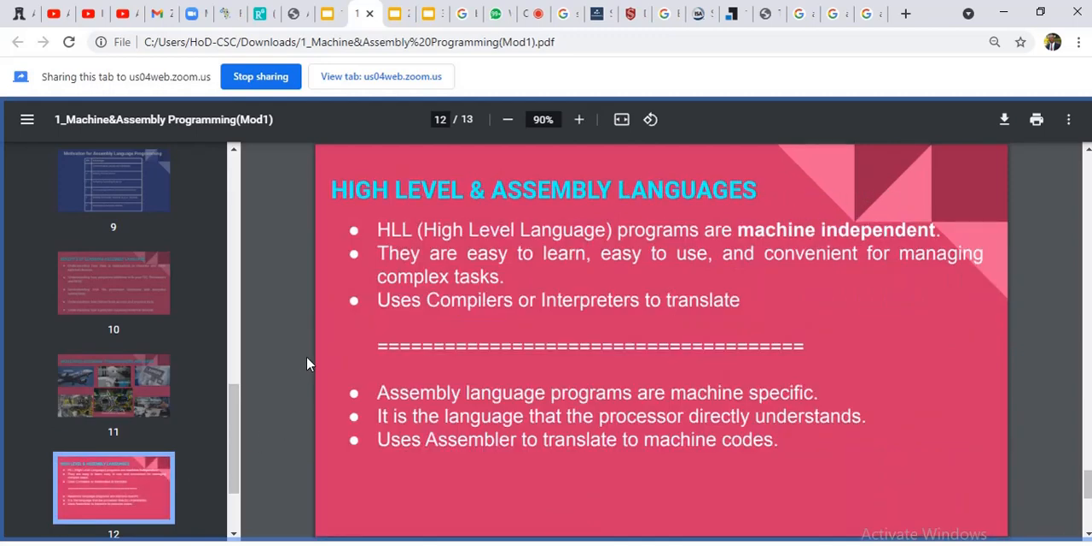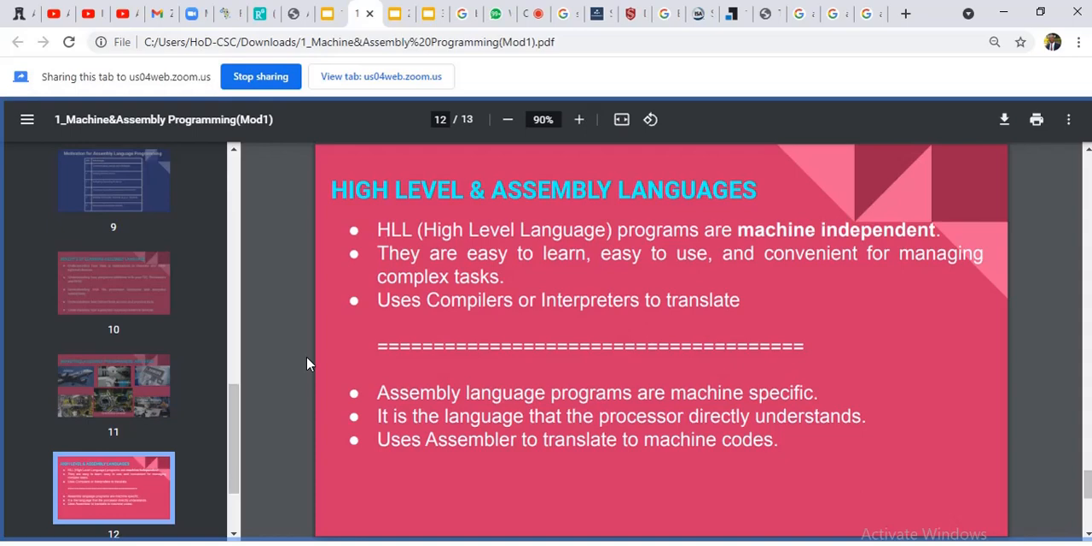So what is the difference between a high-level language and assembly language? The difference is this: a high-level language program is machine independent. That is to say, it is independent of the machine that you've written it on. So it means that if you write something with Java, which is meant to run on a Java runtime environment, if you take it to a system that runs maybe C++, it might not run because the platform is not the same. That is for a high-level language.